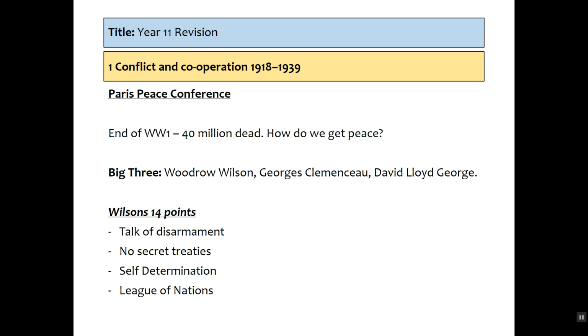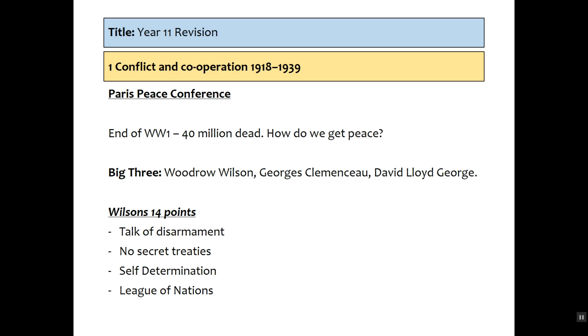Germany has surrendered. America, Britain and France are now in a situation where they have to decide what to do with Germany. Woodrow Wilson emerges as a particularly strong individual. He's part of a group called the Big Three: Georges Clemenceau of France and David Lloyd George of Britain. Each of them brings their own interests.